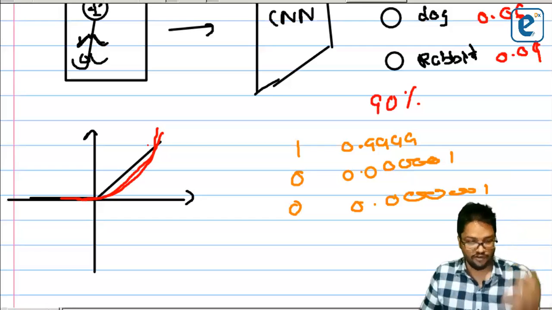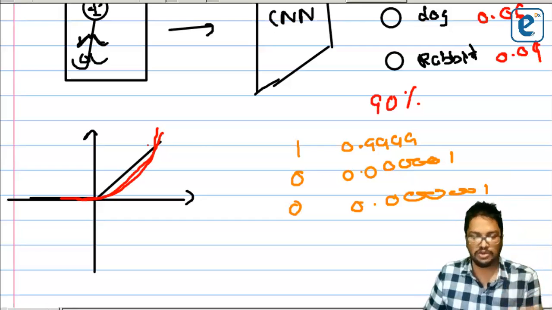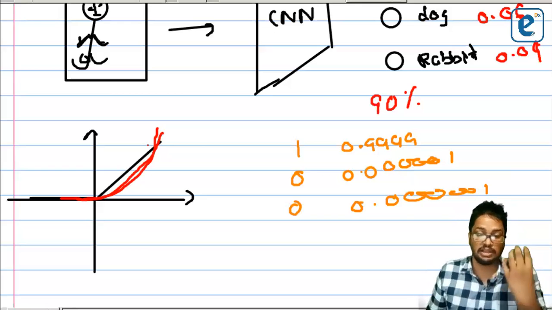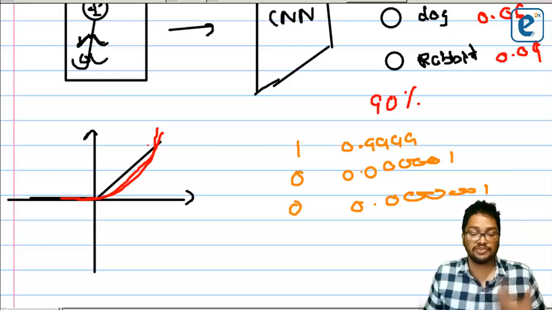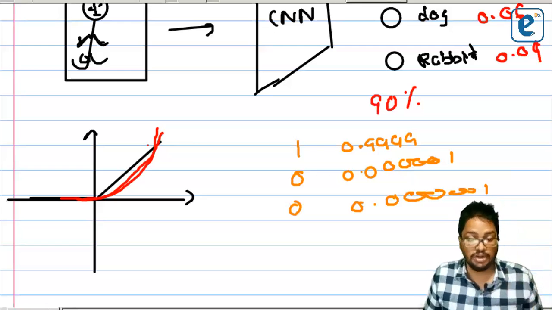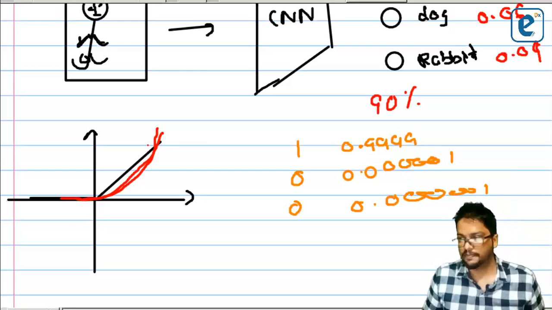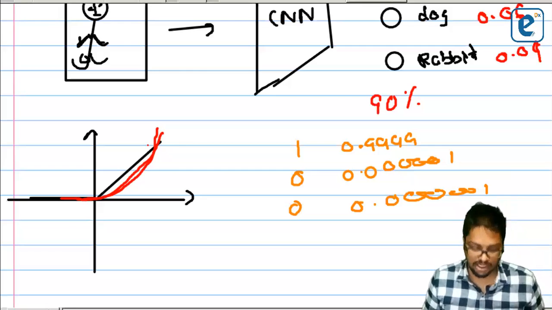We have several tools. We can change the number of layers, the number of hidden layers, the neurons in hidden layers. We can change the activation functions. We can change the optimizers, right? So we can do lots of things, but we have to do it by ourselves.